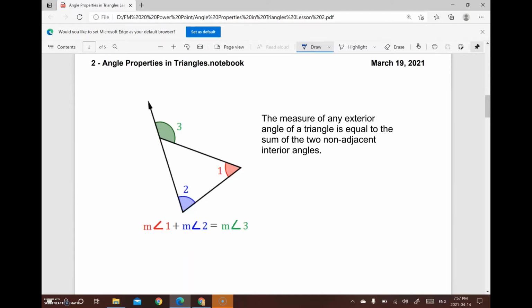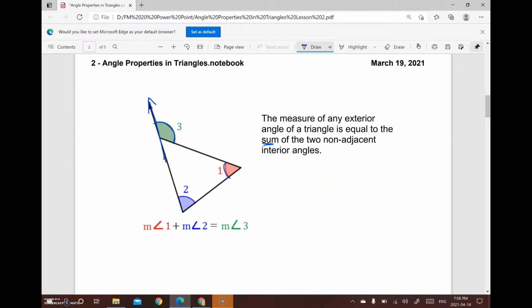So all those fancy math terms just means an exterior angle. If you were to extend out one of your lines of your triangle, you just create an exterior angle, an angle on the outside. Now we're looking at sum, which is adding the two non-adjacent interior angles. So non-adjacent means that they're not right beside.